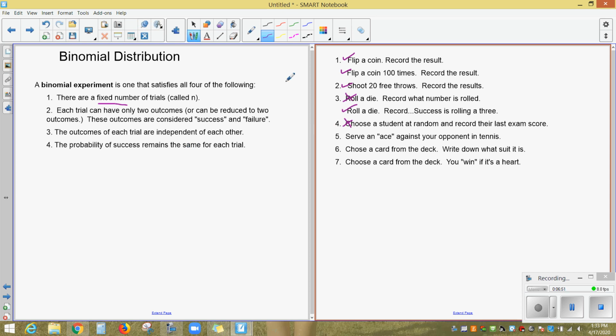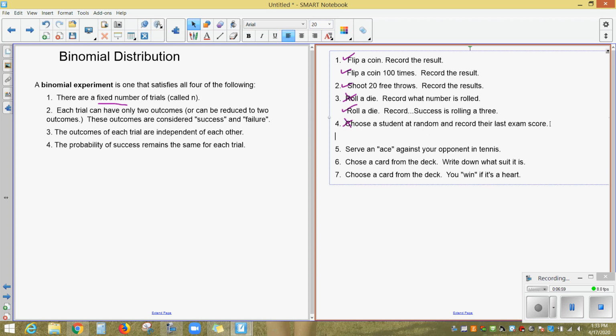Probability of success, you could argue maybe it does, maybe it doesn't remain the same. But if I got a little bit more specific and say I'm going to choose a student at random, I could make success scoring 70 or higher, failure being less than 70. I'm almost out of room. So if I choose your name out of the hat, if you scored an 83 on your test that we took the other day, that would be considered success. And less than 70%, maybe you got a 59, that would be considered failure.